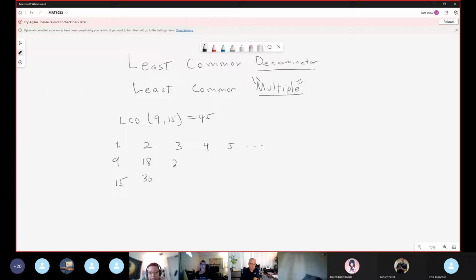By 3 is 27 and 45, no? By 4 is 36 and 60, and by 5 is 45 and 75. And you see, wow, look at that. 45 is the first common one, which is equivalent to saying the least common multiple. Do you see now?